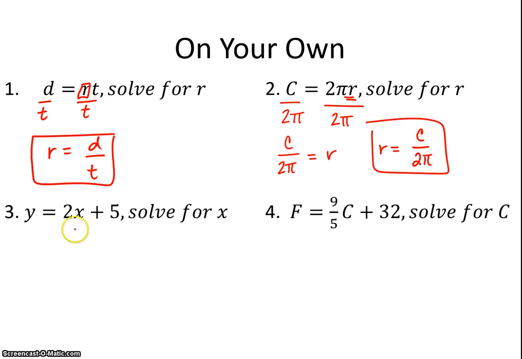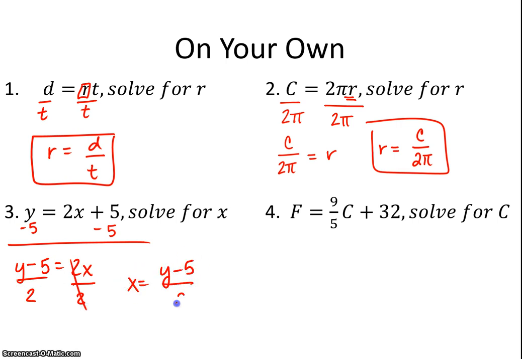Number 3, solve for x. This is in slope-intercept form, so if we want to solve for x, we're first going to subtract 5. Y minus 5 equals 2x, and divide by 2. X equals y minus 5 over 2. Good.